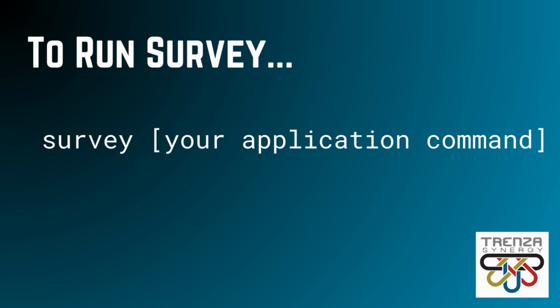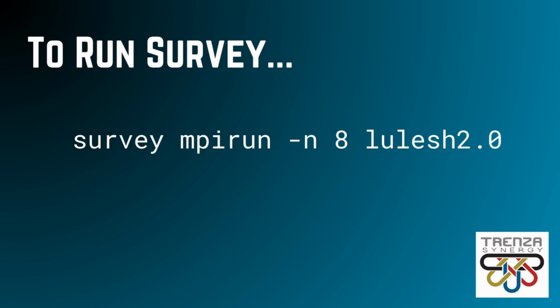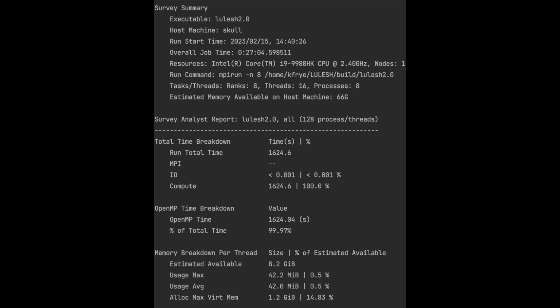After Survey is installed, all you need to do to use it is to input survey on your command line, followed by a call to the application that you want to measure. In our example, we ran Lulish with 8 ranks by using survey mpirun -n 8 lulish2.0, that's the name of the executable. When the run is completed, the Survey output looks like this.